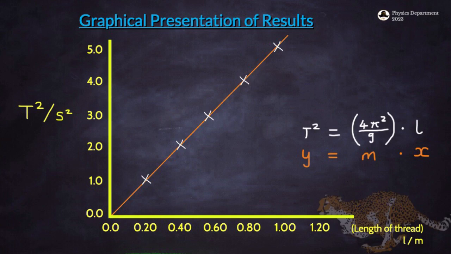And then those 5 crosses are represented by the line that's created there: t squared is equal to 4 pi squared over g in brackets, which is the gradient, multiplied by L, which is the x component, which we put. So for example, if we take 0.40 as our L, it means our t squared will be 2.0. If we take 0.80 meters as our L, the corresponding t squared will be 4.0. That's what it means. So you're just putting the values and you calculate and you find what your t squared is. So as you can see with the points, they're all in line.